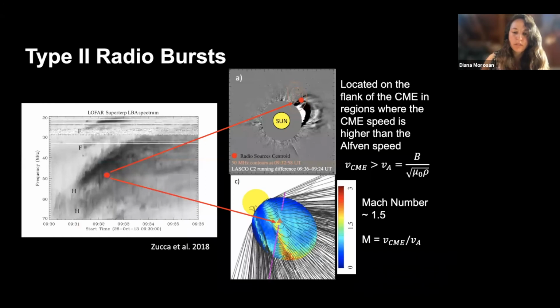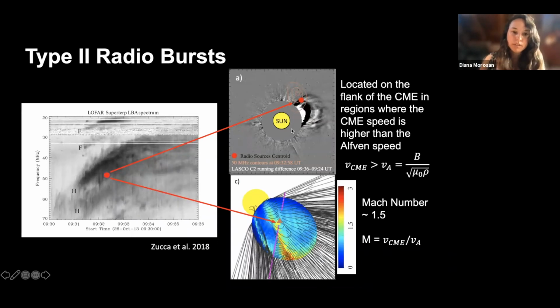Okay, so where do they come from? Again, another nice LOFAR example of type 2 bursts. We have the fundamental band here and the harmonic band over here. And if we image them, at this frequency we would usually see them on the flank of the CME, or on the side of the CME here. So this is the CME in white light images. That's the type 2 radio burst contours. And this is where we would expect to see them.